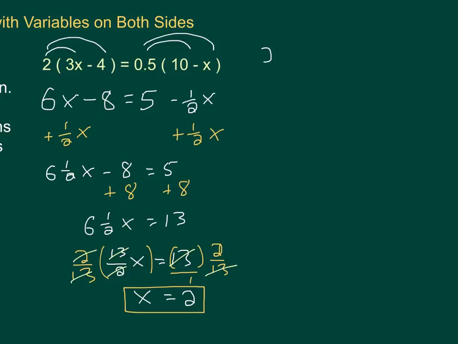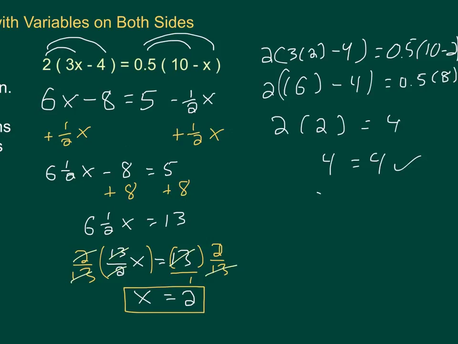So that's going to be 2 times 3 times 2 minus 4 equals 0.5 times 10 minus 2. And I'm going to check if that's true. I'm just going to go through and simplify each side. And you can see that when I'm doing my check there, I end up getting 4 equals 4, which is a true statement. So that check indicates that I have solved this equation correctly, and x equals 2 is my solution.